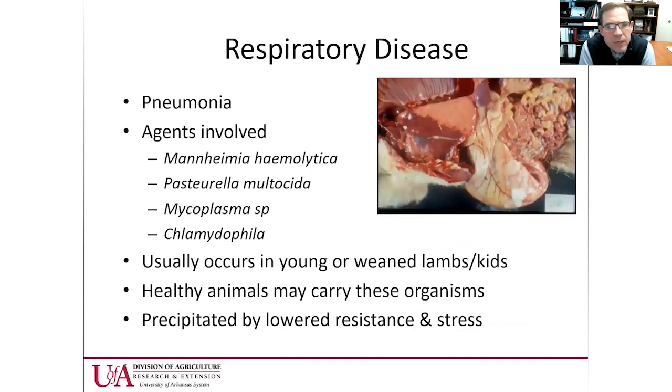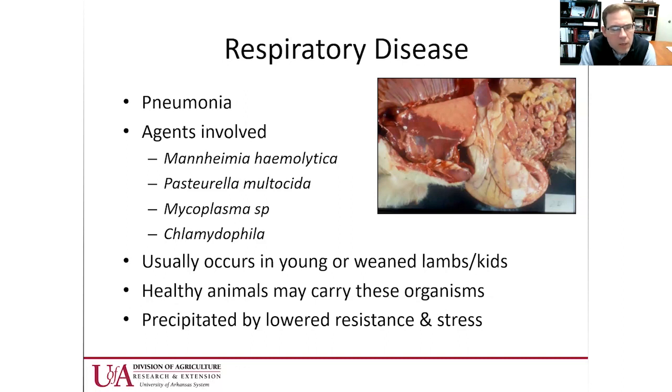Next up is respiratory disease, which sometimes we'll see in these young animals that will perhaps have some predisposing factors and some stress going on in their life, and then succumb to having issues with some of the bacteria that I have listed there. So the common causes of respiratory disease in small ruminants would be Mannheimia hemolytica, Pasteurella multocida, Mycoplasma, and Chlamydophila. Probably the most common two being the first two, and then these may be a little less common, but we can see any of those occurring, and often see it in younger animals.